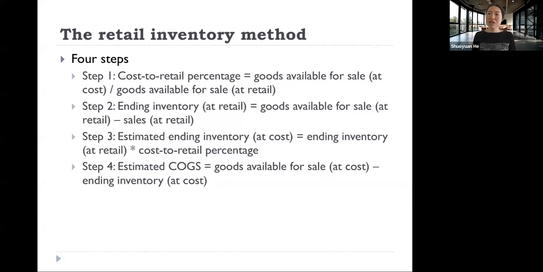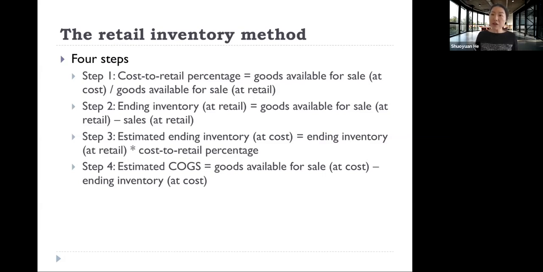So we just talked about the gross profit method, which is relatively simple, with only 2 steps. Now let's look at the retail inventory method. The retail inventory method is a little bit more complicated compared with the gross profit method, but after we go through it, you will see that it's actually not that complicated.